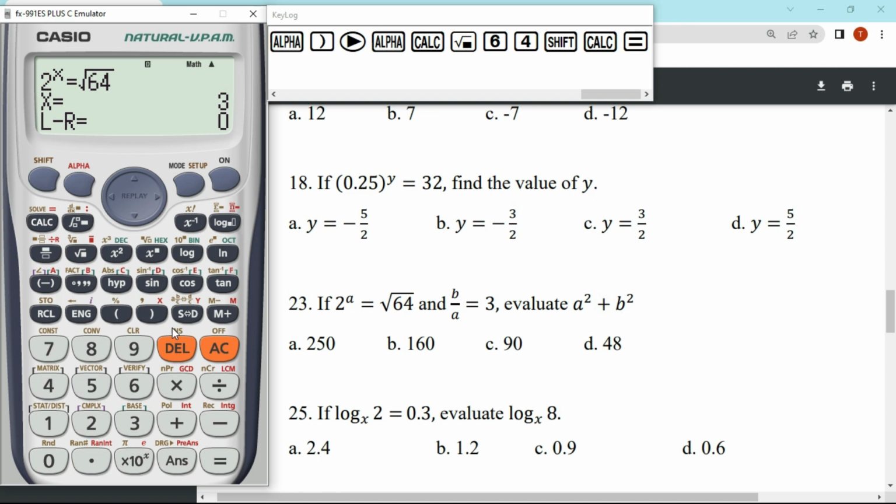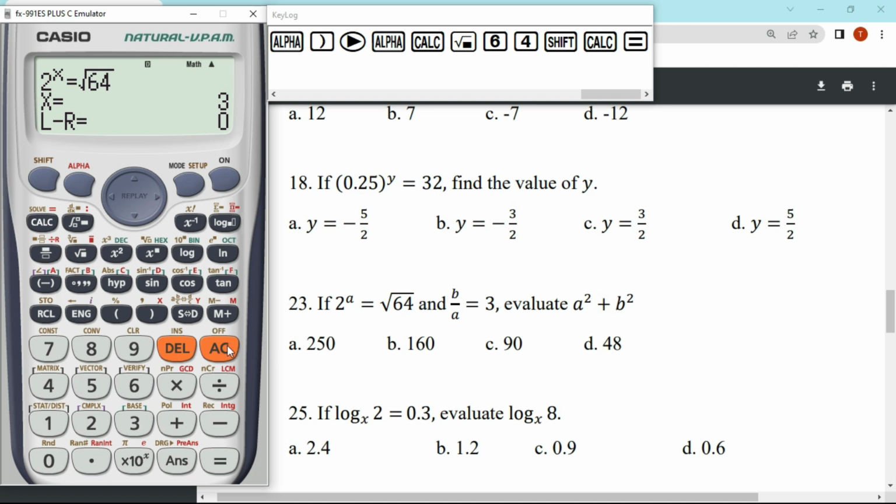And then we have b over a is equal to 3. So we are finding the value of b. We cross multiply. The 3 here is divided by 1. So 1 multiplied by b will give us b. Then 3 multiplied by a will give us 3a. But we have the value of a to be 3. So b will be equal to 9.